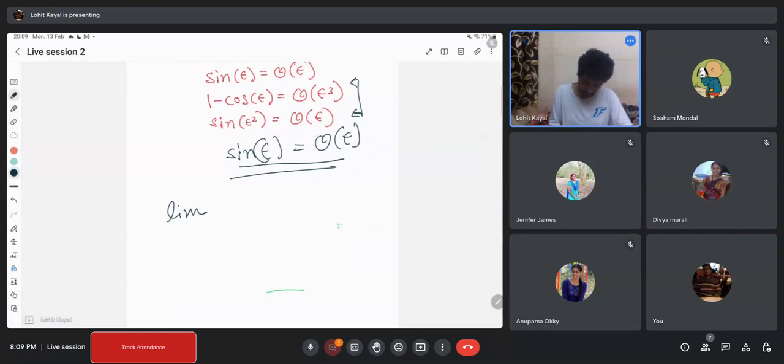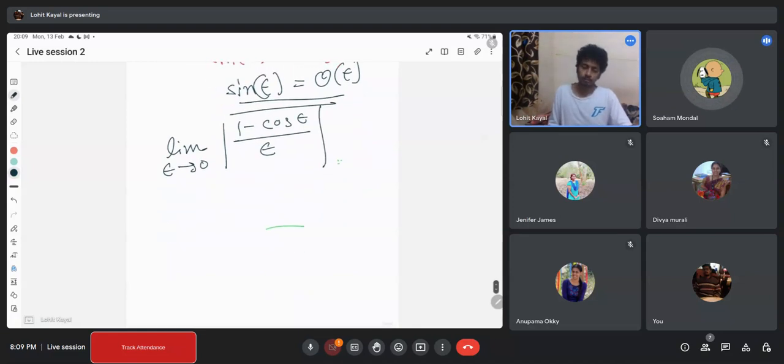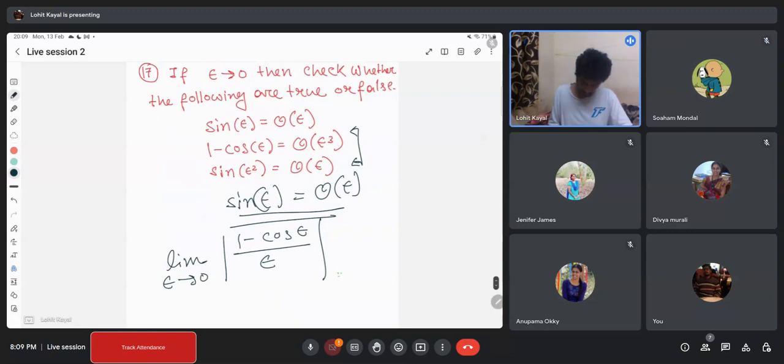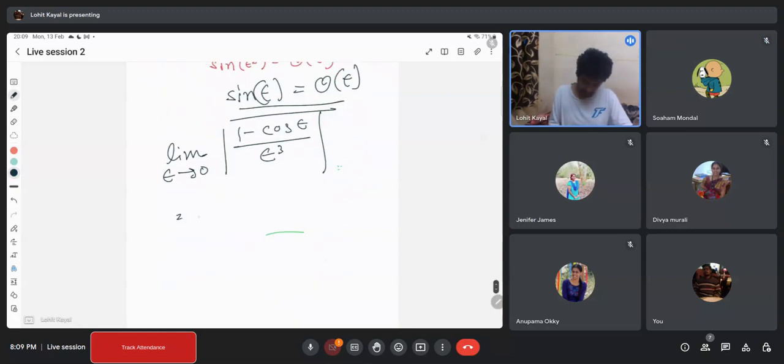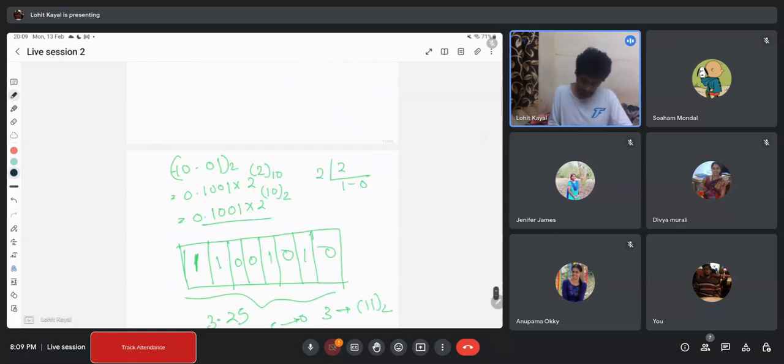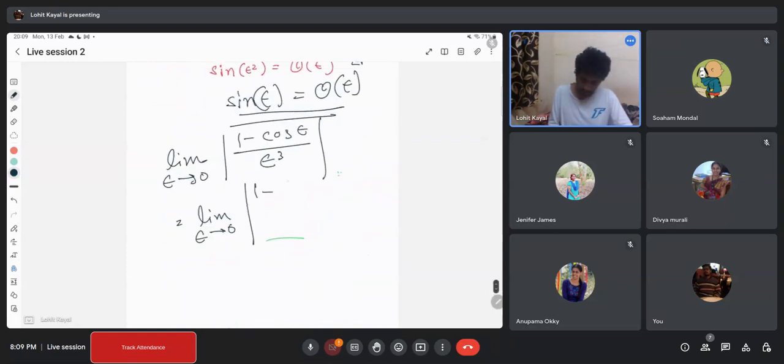So limit epsilon tends to 0 of 1 minus cosine of epsilon by epsilon. No, sir, it's false actually. You are saying that it is false. Epsilon, it will be epsilon cube. Okay, so let's check. So what is the expansion of cosine epsilon? 1 minus epsilon square by 2 plus epsilon to the power 4 by factorial 4 minus dot dot dot. Okay, so this is epsilon cube.